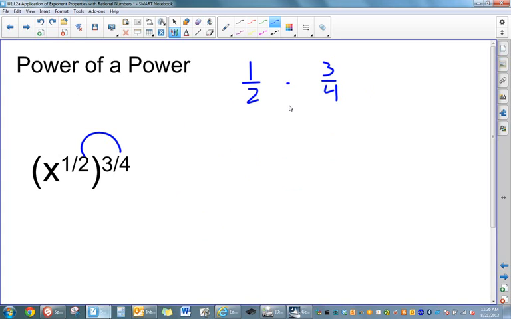No, when you multiply, you go straight across. Very good. We don't need common denominators. So in this case, I get x to the 3/8.